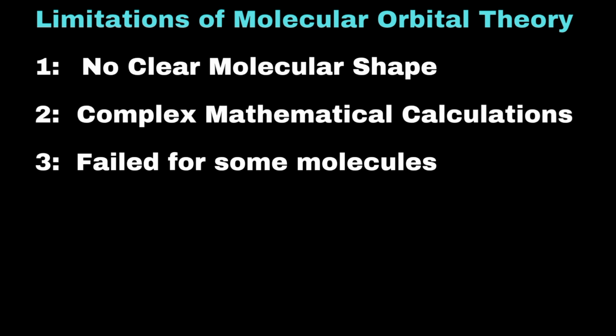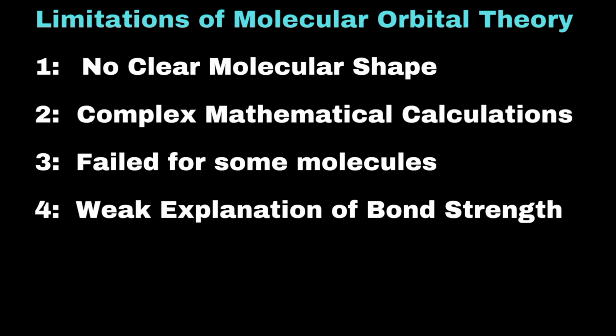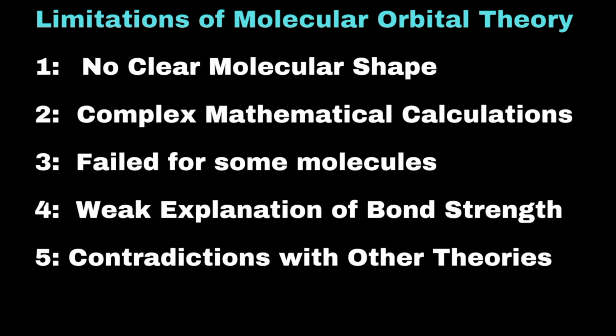Number 3. Fails for some molecules. It does not correctly predict bonding in certain molecules, such as oxygen, where experimental results show differences in magnetic properties. Number 4. Weak explanation of bond strength. It does not always explain why some bonds are stronger or weaker in certain molecules. Number 5. Contradictions with other theories. It sometimes disagrees with valence bond theory, which explains bonding in a different way.